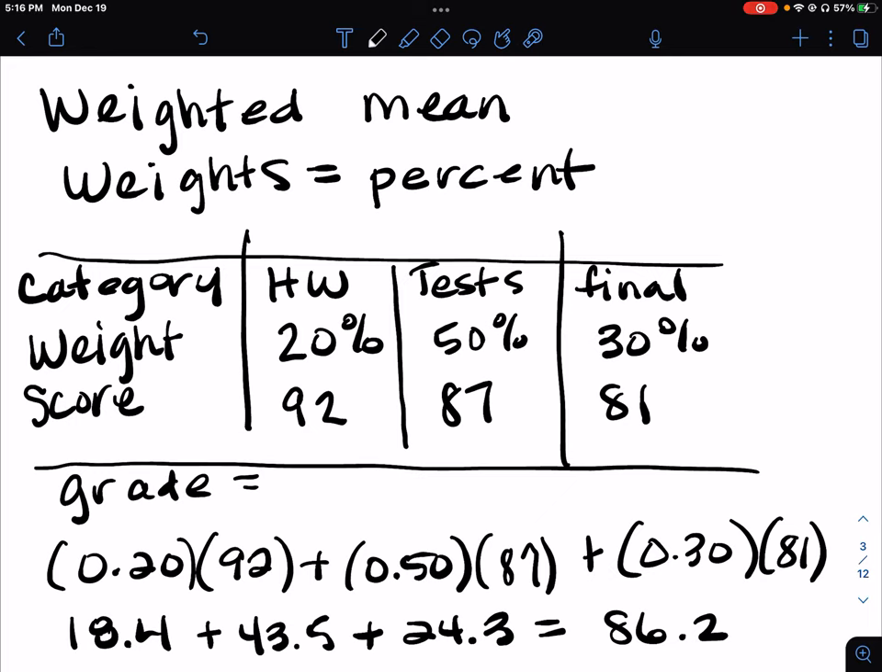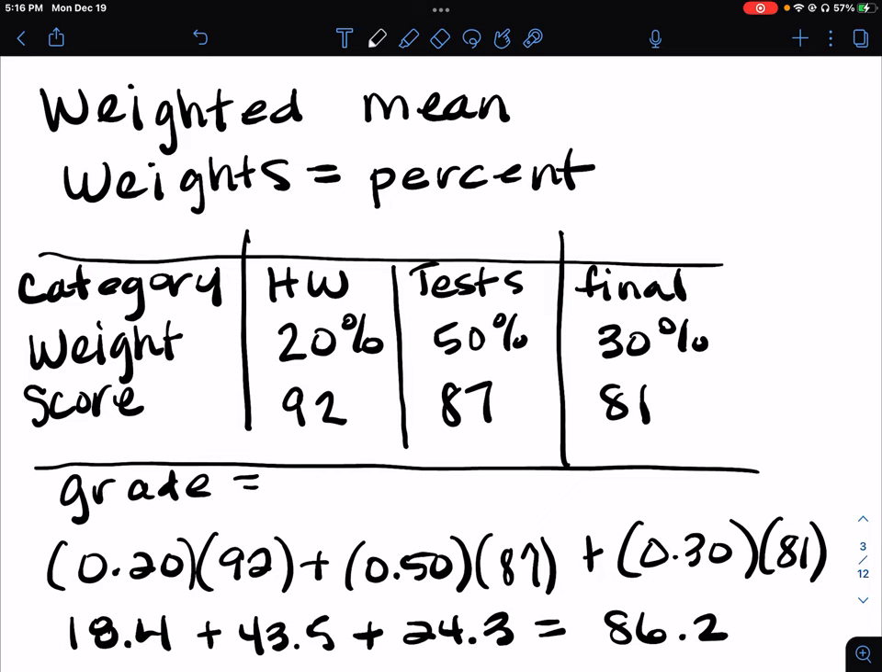A weighted mean, the weight would be like percent of a grade, like when different things count differently. So you take the percent and change it to a decimal and multiply it by the score for that category. And then you add all those up.